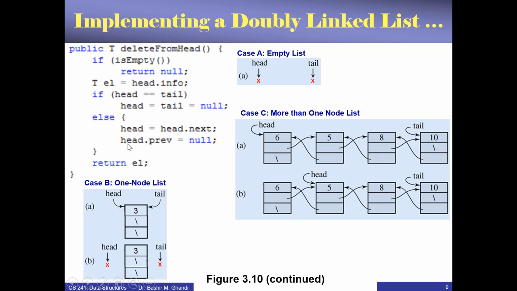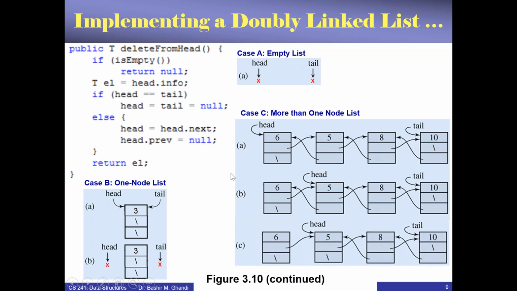And that is what we are doing here. Head.prev becomes null. If you do that, this is what we have. And you can see at this point, this node has no reference pointing to it, and therefore it's going to be automatically garbage collected or deleted. So this is the delete from head.